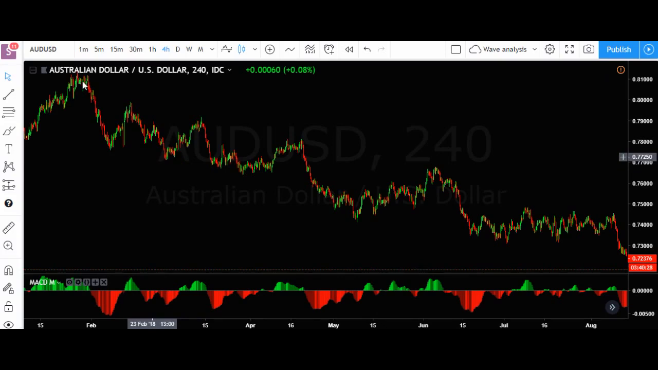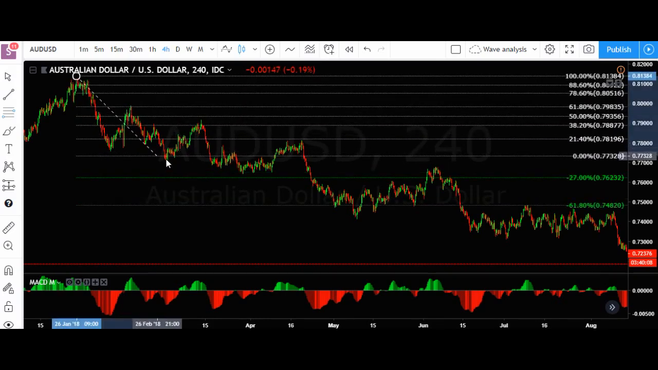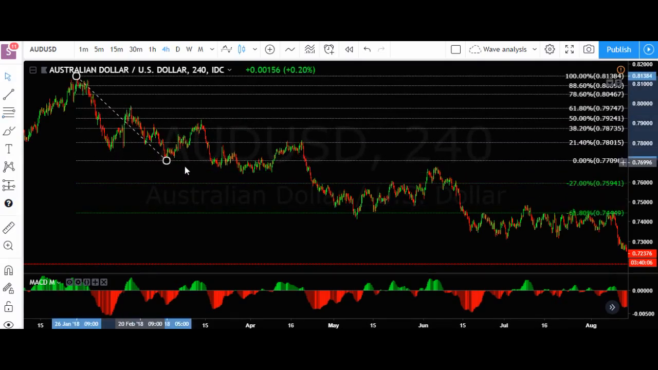Remember what I said, we don't fib it. Sorry, let me just compress this so I can get to the top there. We don't fib it to there, we fib a running flat to there. And then as you can see, what happened is we actually went straight to our 27% target. This actually went to the 61% target.